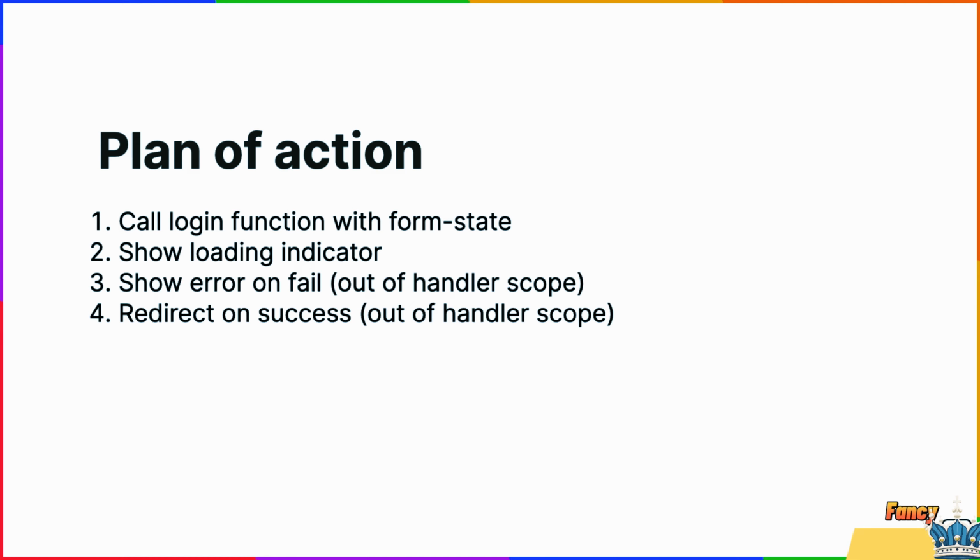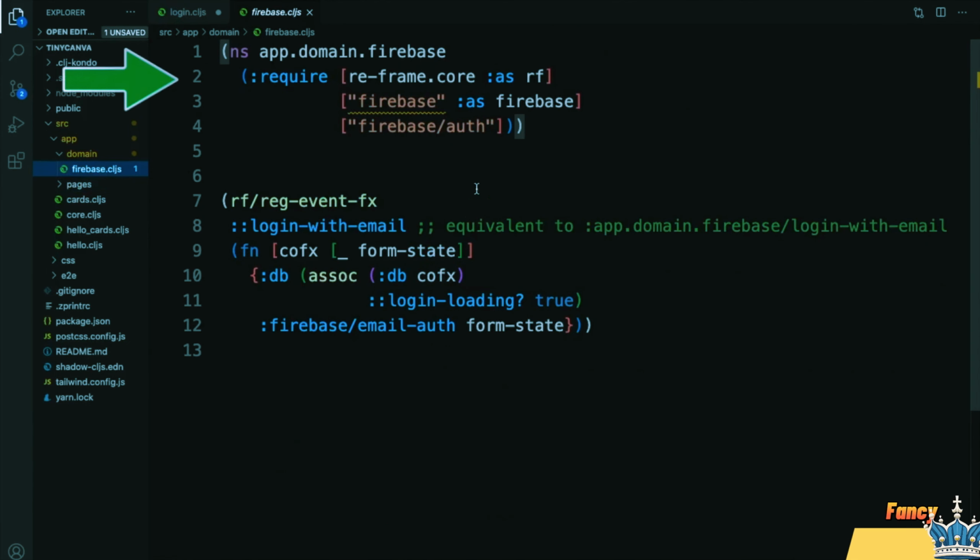The error handling and redirect happens after the login function, i.e. the side effect is called, so it is out of the scope of this handler. With this in mind, let's populate the Firebase namespace. We first import all the required libraries, and then we define the login-with-email handler. Notice the double colon. The double colon is a shorthand to add the current namespace as a prefix to the keyword. Re-frame will call this handler function with the coeffects map and the dispatched event. The form state is a map of email and password since we dispatched the event with a derived state atom.